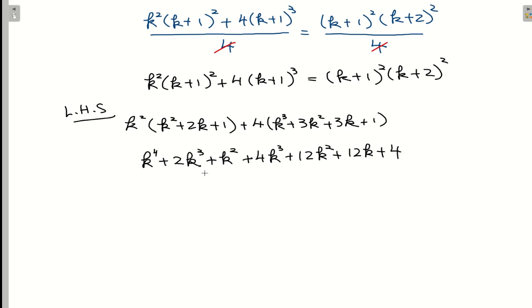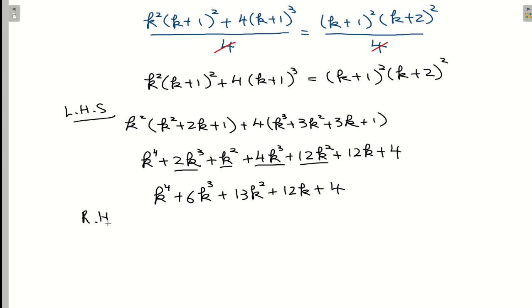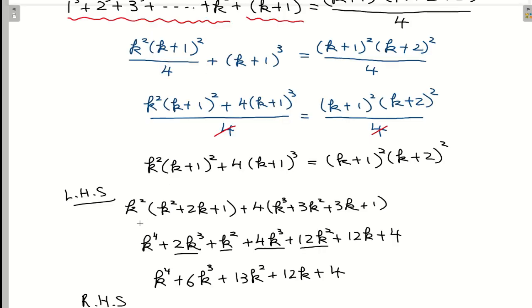We add up the similar terms. And the left-hand side is equal to k to the power of 4 plus 6k to the power of 3 plus 13k to the power of 2 plus 12k plus 4. We do the same thing for the right-hand side, and let's see if they are equal.